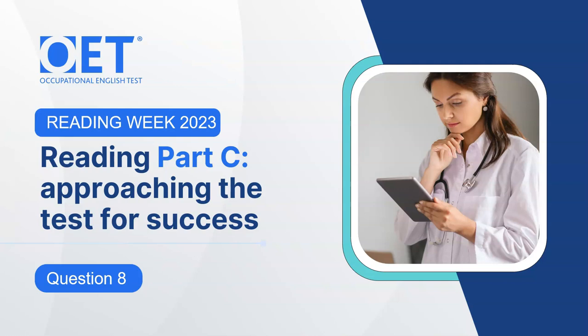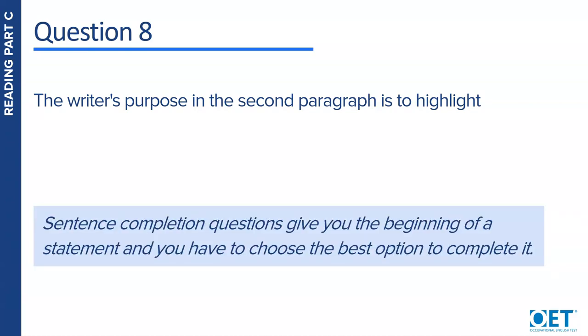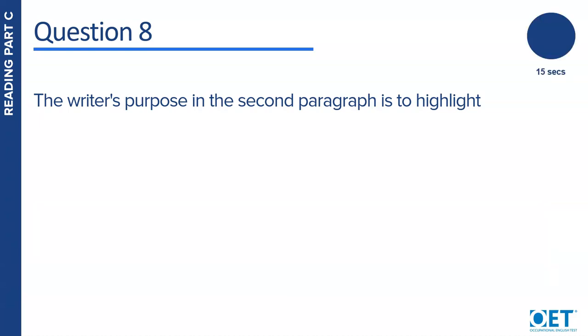Here is question 8. This type of question can be known as sentence completion because you are given the beginning of the question and need to choose which of the 4 options is the best way to complete it. It can be helpful to rephrase the beginning into a complete question starting with a WH question word, for example, what, why, when, who, where, or how.